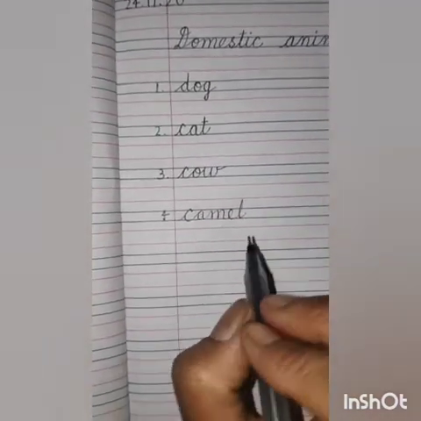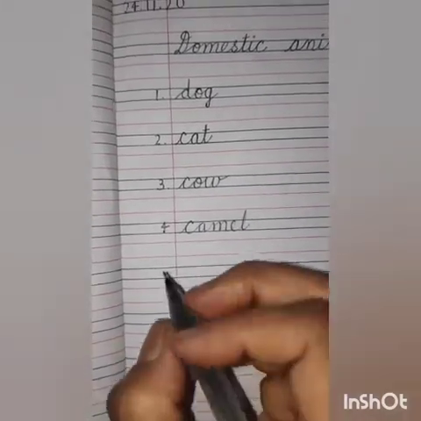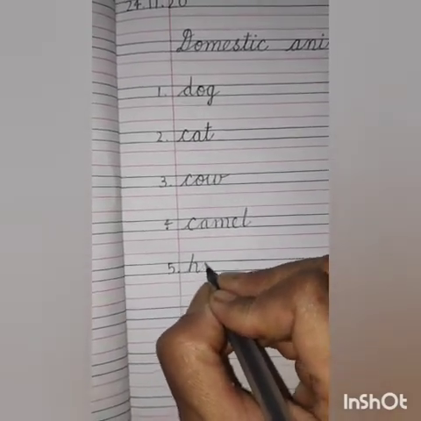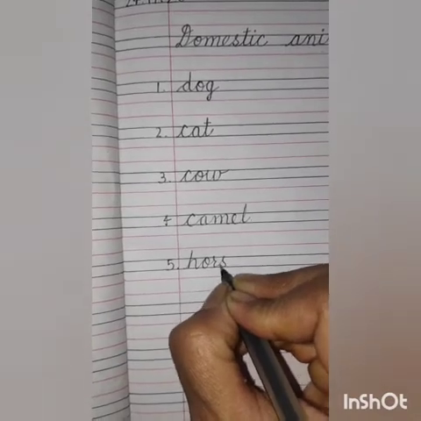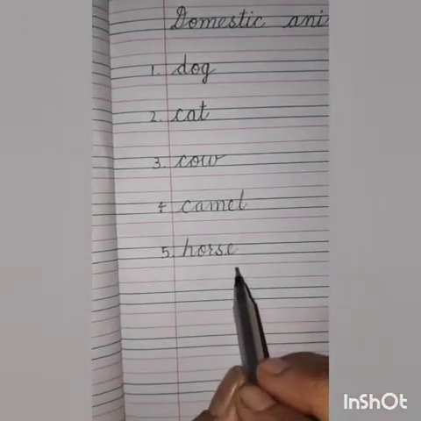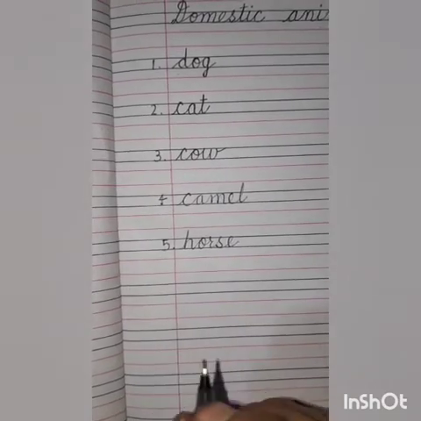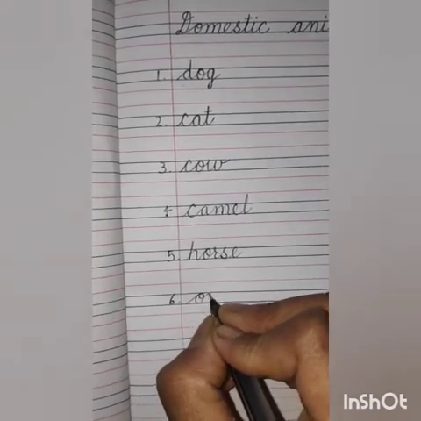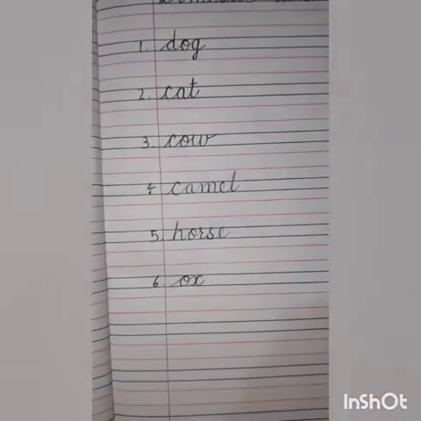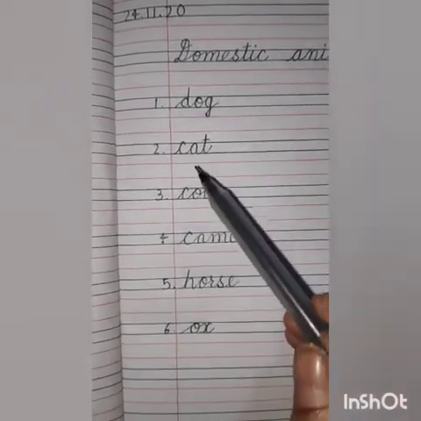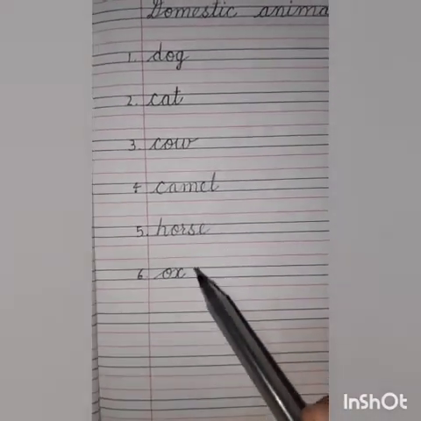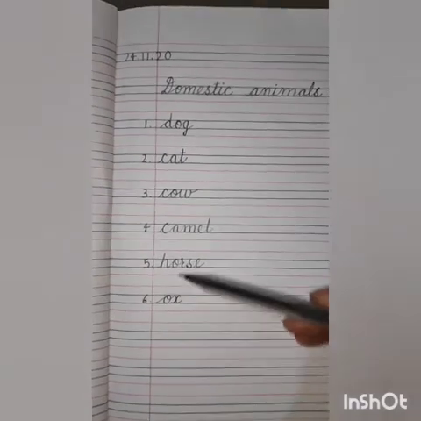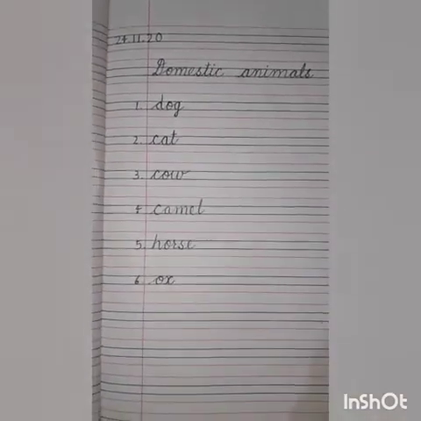C-A-M-E-L, camel. Camel means oot. Number five, H-O-R-S-E, horse. Horse means ghoda. Number six, O-X, ox. Okay. Dog, cat, cow, camel, horse, ox. These are domestic animals.